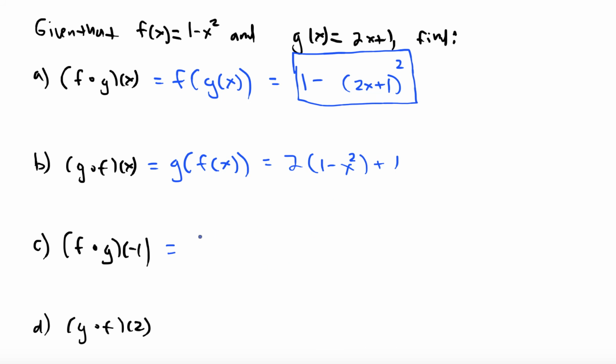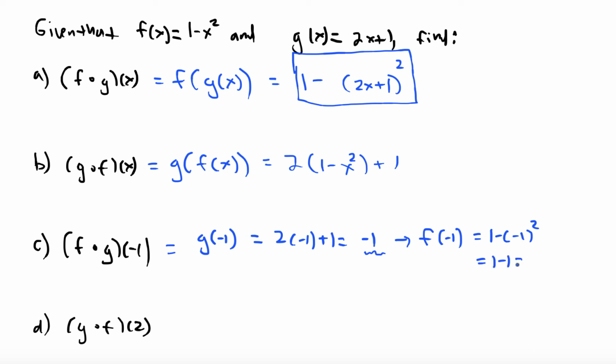The other way to do this is to actually find g of negative 1 first, right? So let's do that. Let's find g of negative 1. So that's 2 times negative 1 plus 1, which gives us negative 2 plus 1, which is negative 1. Okay? But then what do we do with this negative 1 here? Remember, that is the inner function, g of negative 1. We got negative 1 as that answer, so the next thing to do would be to evaluate f at that value. Okay, so 1 minus negative 1 squared is just 1 minus 1, which is equal to 0. This is the final answer.